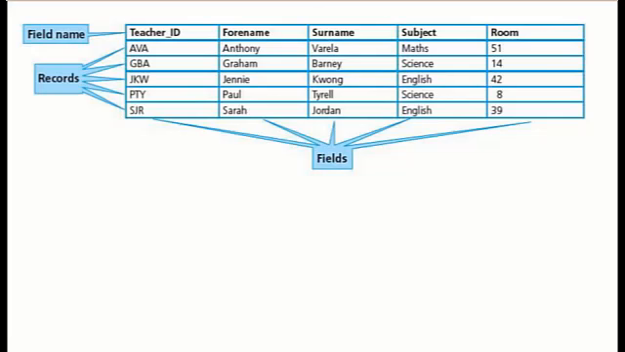Data in a database is stored in the form of rows and columns, and the intersection of rows and columns is called a cell. And a cell contains a data item, a single piece of data. Rows are called records and columns are called fields.